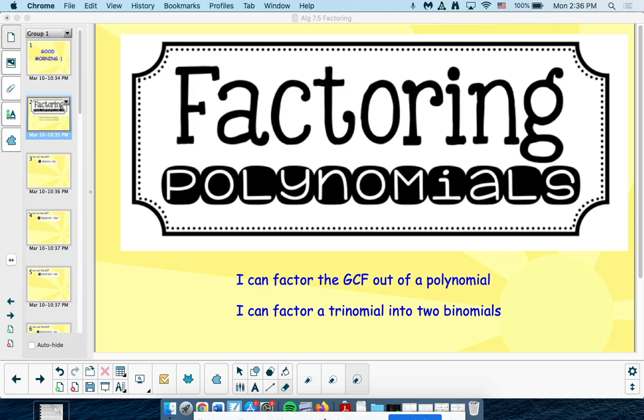So let's think about what we've done before. We've subtracted, we've added, and we've multiplied. Now the next logical thing would be to divide. But instead of calling it dividing, we call it factoring, okay? So we'll start here.